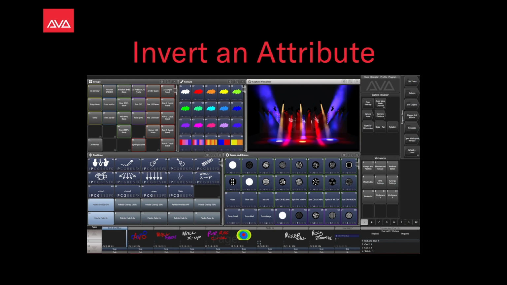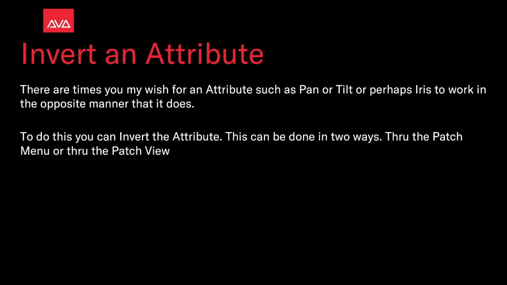In this video, we're going to talk about inverting an attribute. There are times you wish for an attribute such as pan or tilt, or perhaps iris, to work in the opposite manner that it does. To do this, you can invert the attribute. This can be done in two ways: through the patch menu and through patch view.